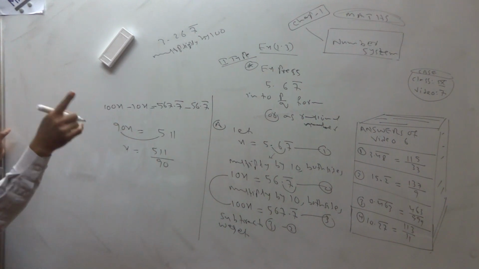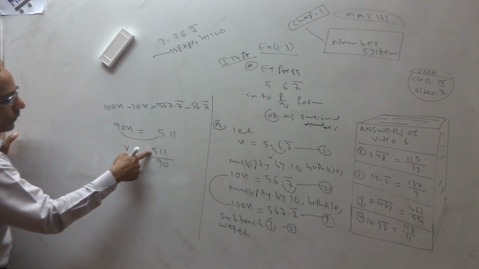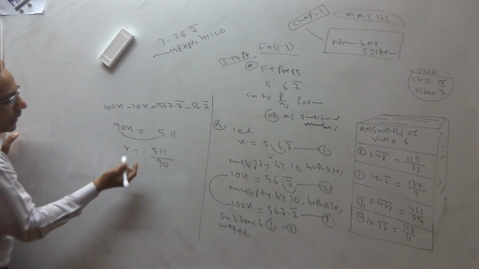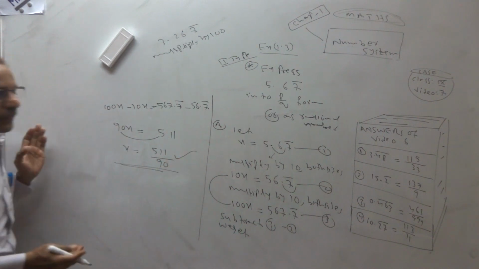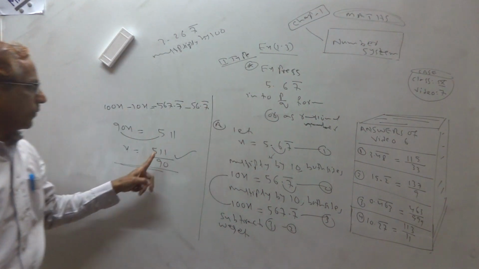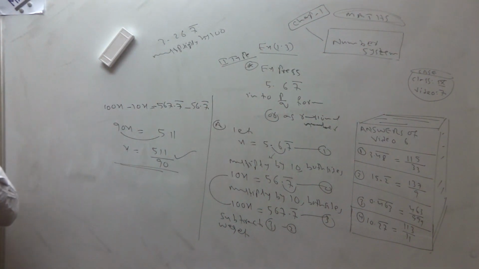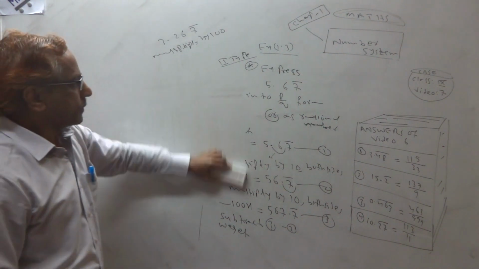Now you should think: can you cut it by 2? No, it will not go by 2. Can you cut it by 3? 3 ones are 3, no. So this is the answer. What is its fraction form? 511 by 90. Got it? Yes. See more cases.